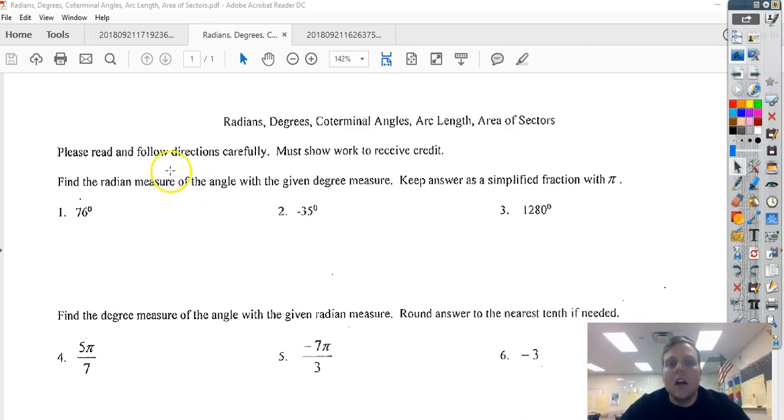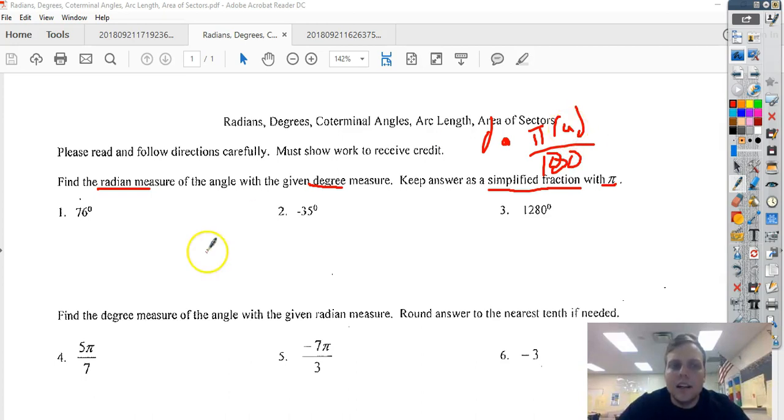It says find the radian measure of the angle with the given degree measure. So we're going to be given degrees, and we're going to want to change it to radians. Keep answers as a simplified fraction with pi. To go from degrees to radians, you take your degrees, which I'm just going to call D right here, and you multiply it by pi rad over 180.